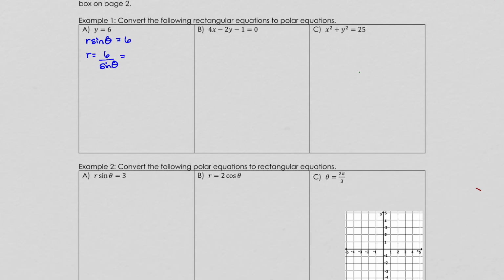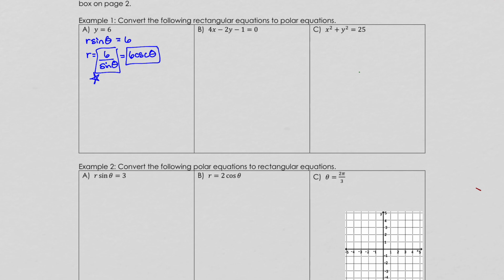And you can either leave it like that, or if we don't want a trig function in the denominator, remember that is the same thing as saying, if I can write, cosecant theta, okay? So either of these answers are fine. Okay, really, I'd probably just take this one. It's the easiest, so you don't mess up with your trig functions.